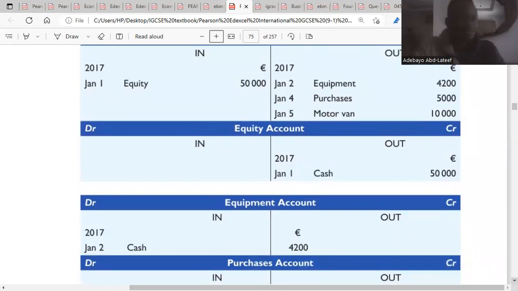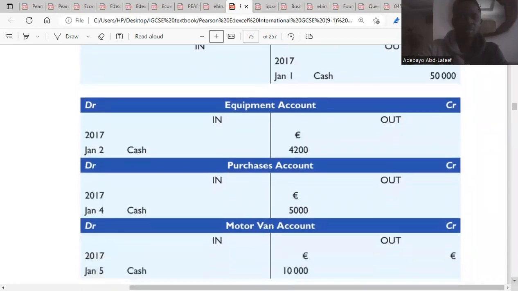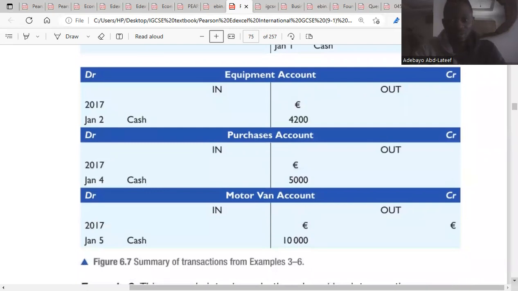Equipment account, we have a credit of 4,200. Do you get that? The purchases account, we have a credit of 5,000. Then the motor van account also has a credit of 10,000. Do you get it? Yes. So that's going to be the summary of all the transactions.